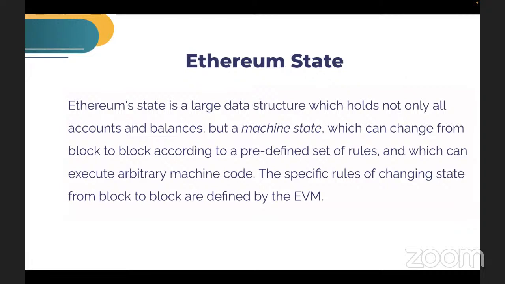Ethereum state is a large data structure which holds not only all accounts and balances, but also the machine state. So this happens across all the contracts that we have on the Ethereum virtual machine, and it changes according to the rules of the EVM. So I think that is all I have for this evening.